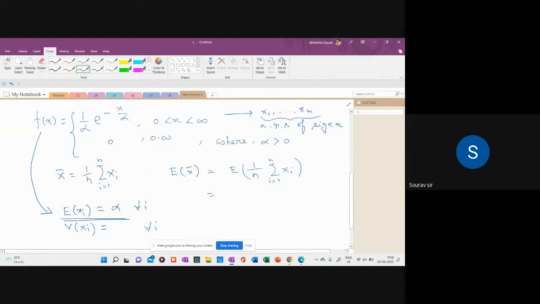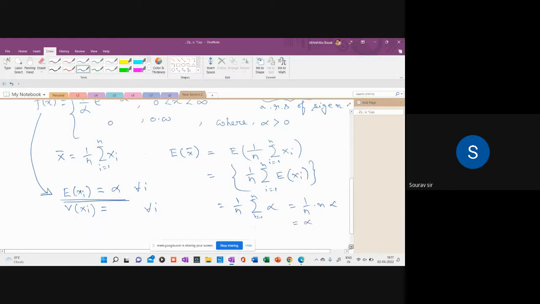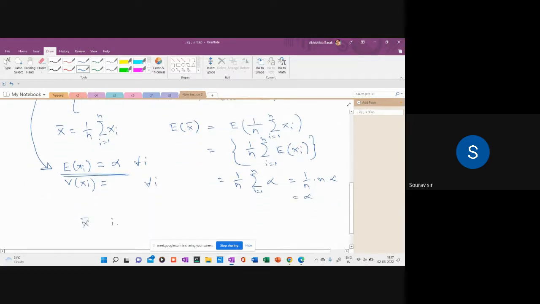Is it required? Students, can you tell me? No, please, ma'am. Oh, okay. So expectation of 1 by n summation over Xi. I am just putting the expectation inside. So expectation of Xi is going to be 1 by n summation over alpha, that is equal to 1 by n into n alpha, that is equal to alpha. So basically, X bar is an unbiased estimator of alpha.